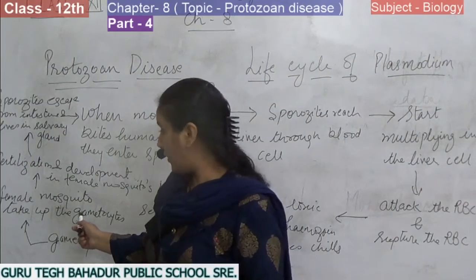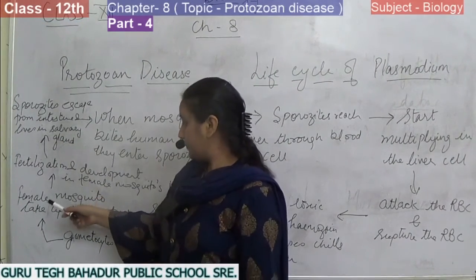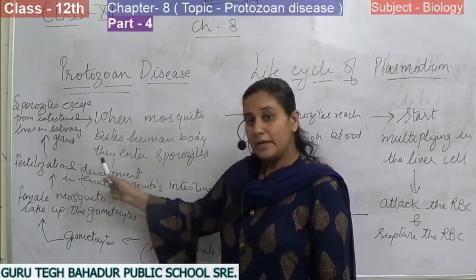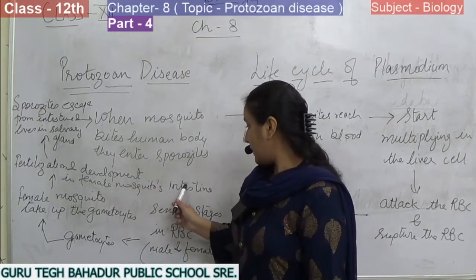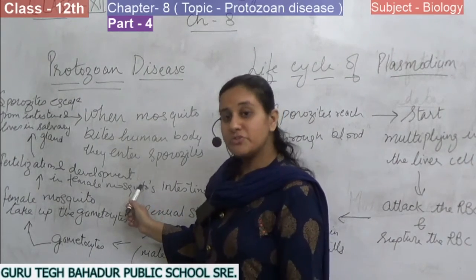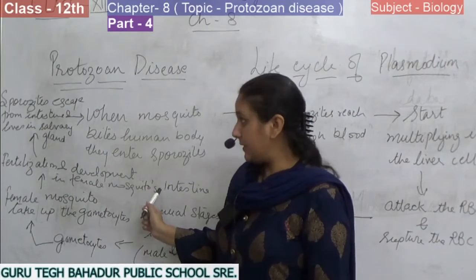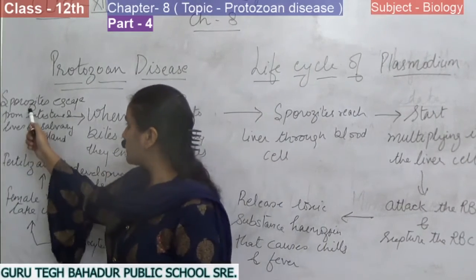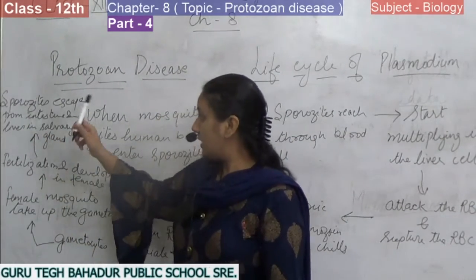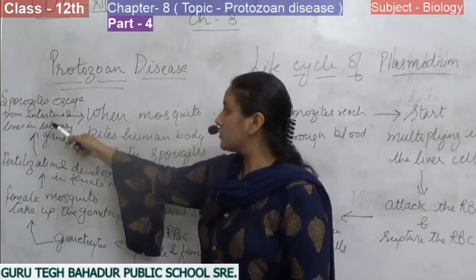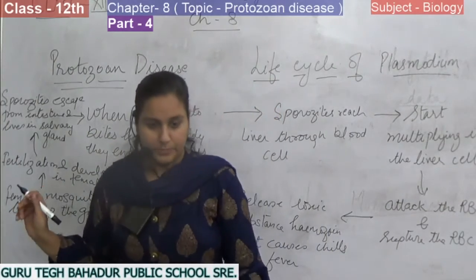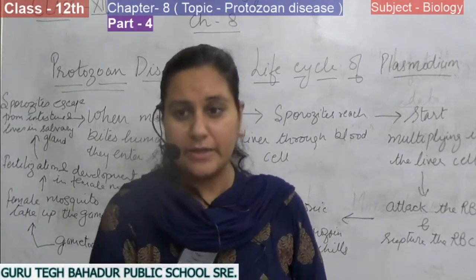Gametocytes is another word for the gametes. Now when the female mosquito takes it up, there occurs the fertilization and the development. That process occurs in the intestine of the mosquito, the fertilization and the development of the sporozoites. After that, these sporozoites escape from the intestine and migrate to the salivary glands. And when this mosquito again bites a healthy person, this cycle starts again. So this is all about the life cycle of Plasmodium.